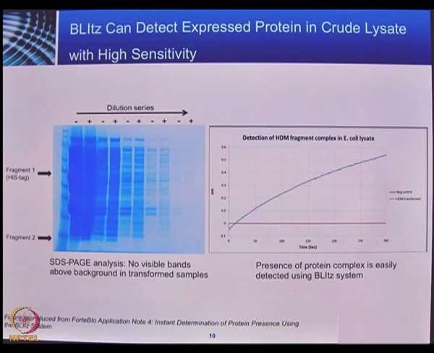We express these two proteins simultaneously in E. coli, and we run the cell lysate on an SDS-PAGE gel. From this gel, we can see that we actually cannot tell whether the two proteins are expressed in the E. coli or not, because there is very high background on the SDS-PAGE gel. So how can we do that?